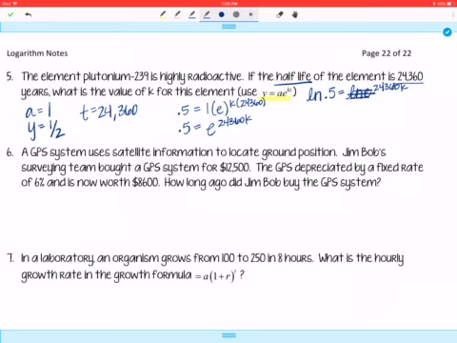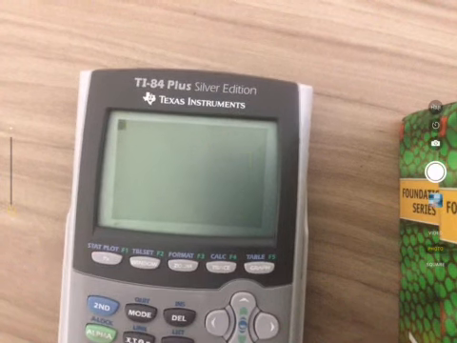Natural log of E cancels. So now you have natural log of a half is equal to 24,360 times K. So if I divide both sides by 24,360, you could do these all in distinct steps, but I think it's just as easy to type all that into your calculator at once. What you should notice is you end up getting a very, very small decimal.